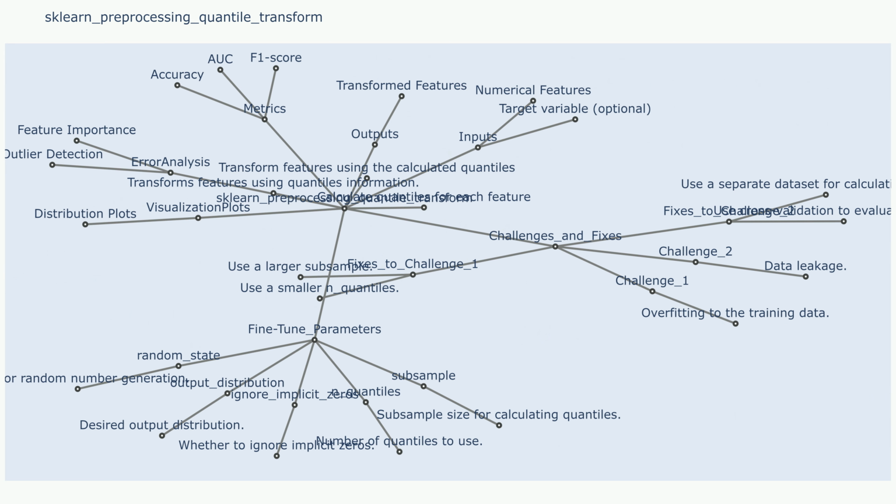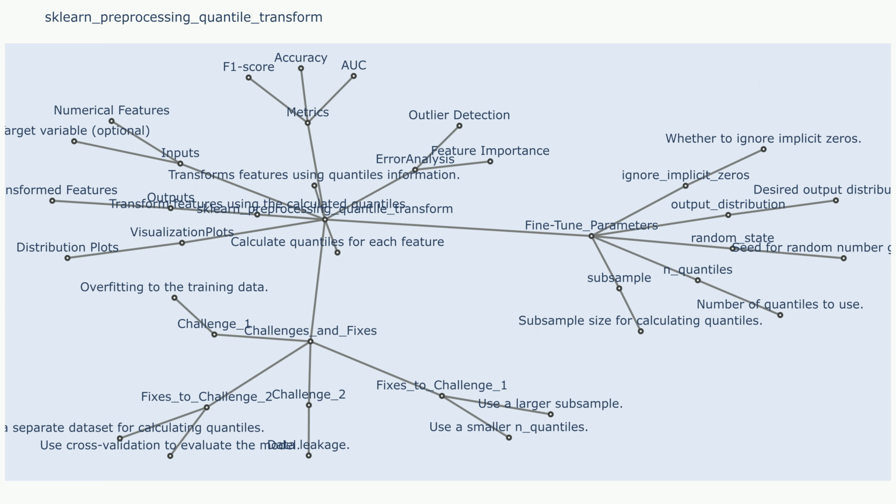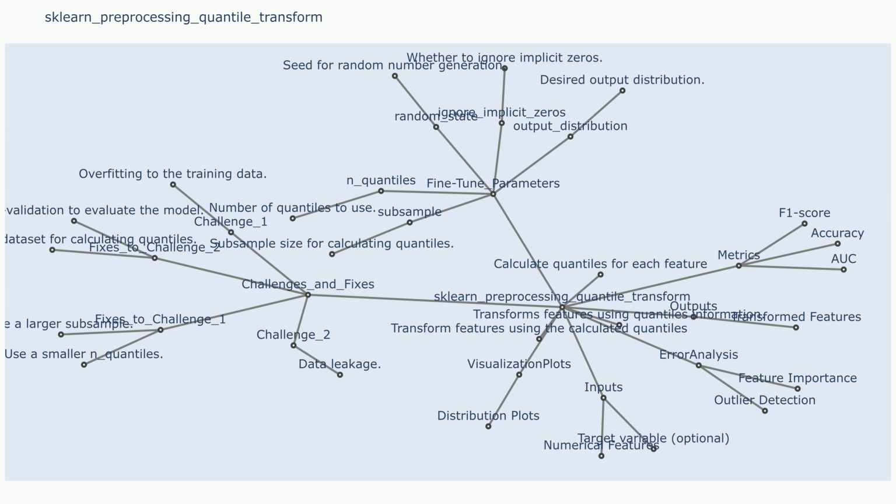When transforming data for a fraud detection model, using a very high n_quantiles might capture specific patterns in the training data that are not generalizable to real-world fraud cases, leading to poor performance on unseen data. Fixes. Lower the value of n_quantiles to reduce sensitivity to the training data. Use cross-validation techniques to evaluate the model's performance on unseen data and adjust the n_quantiles parameter accordingly.